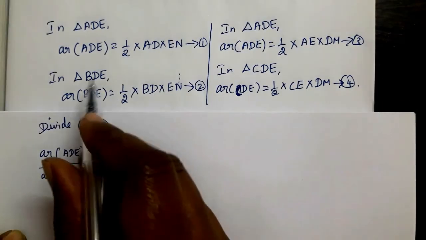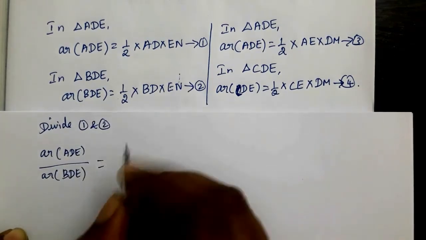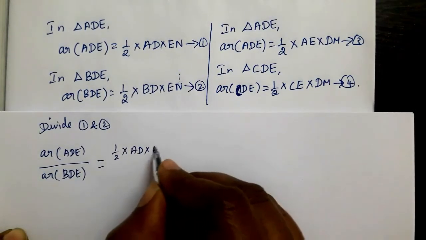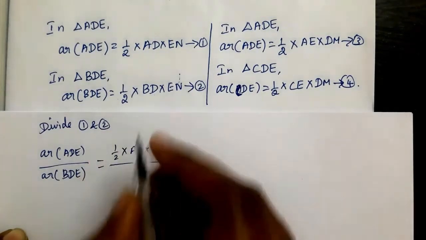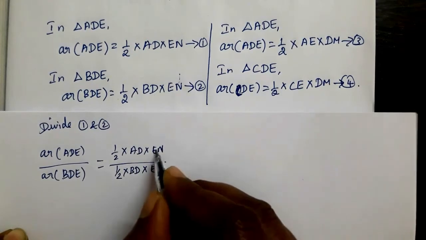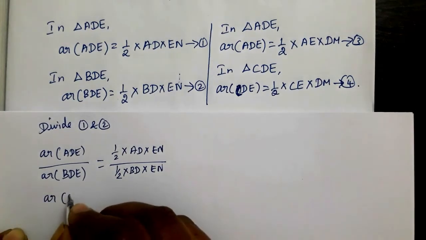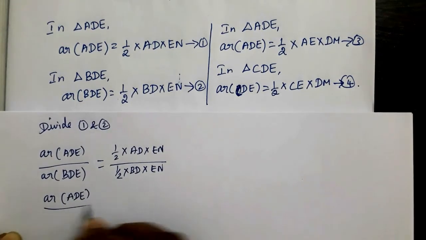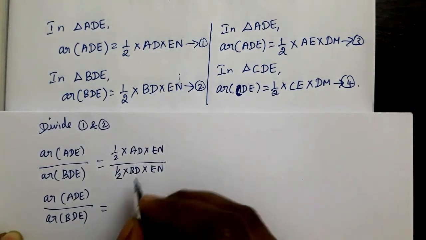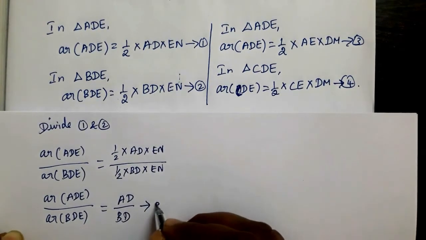Divide 1 and 2. Area of triangle ADE divided by area of triangle BDE, the right-hand side is 1 by 2 into AD into EN divided by 1 by 2 into BD into EN. Here EN cancels and half cancels, so area of triangle ADE divided by area of triangle BDE equals AD divided by BD. This is equation number 5.